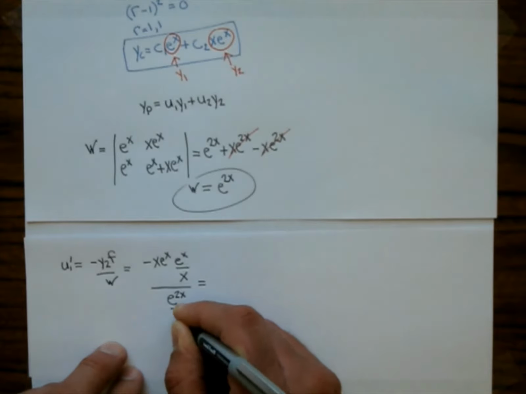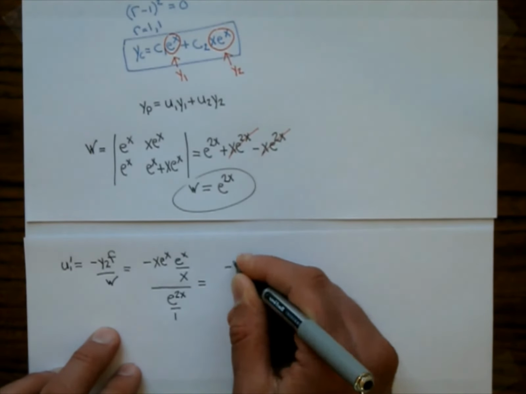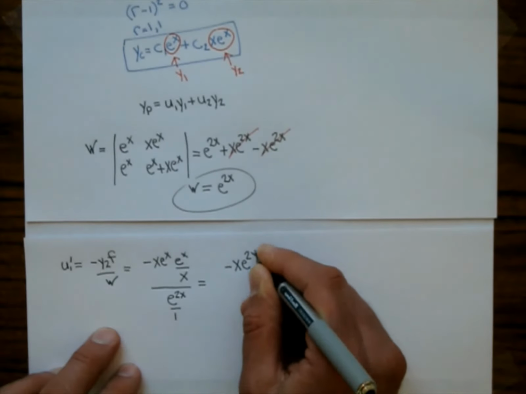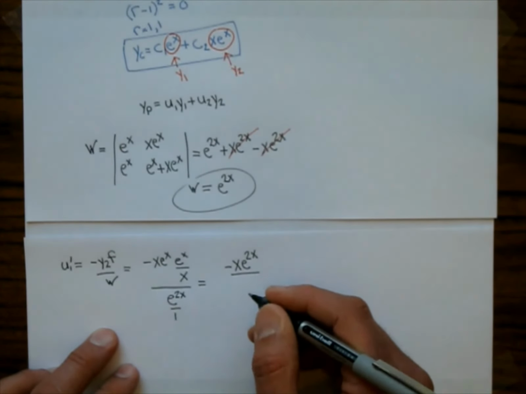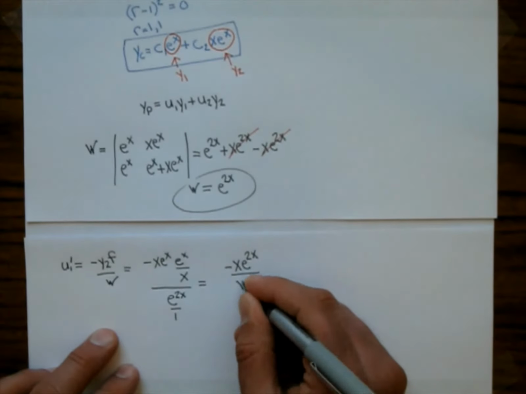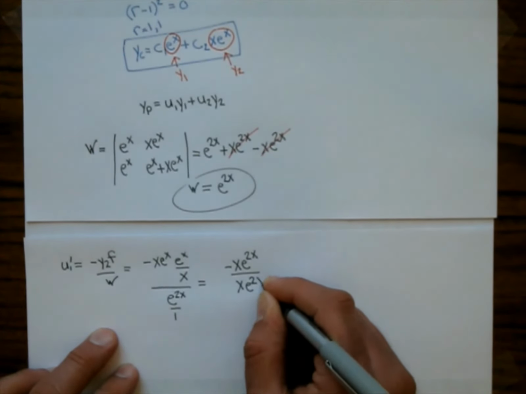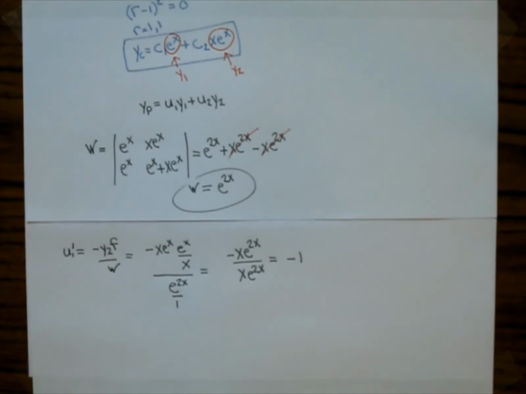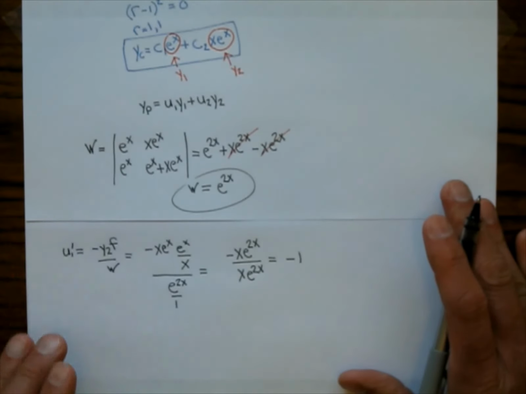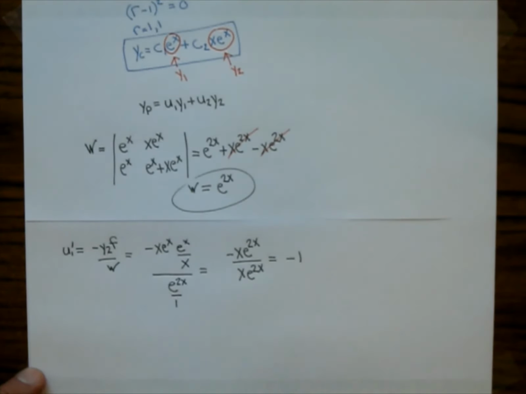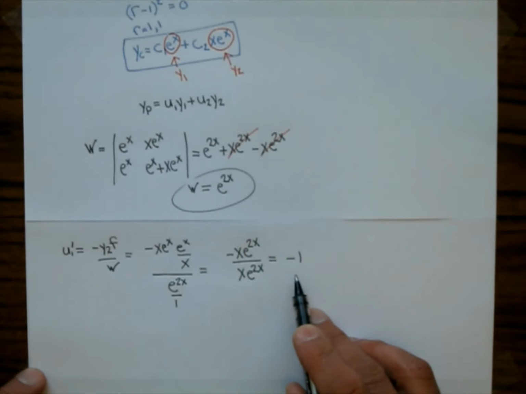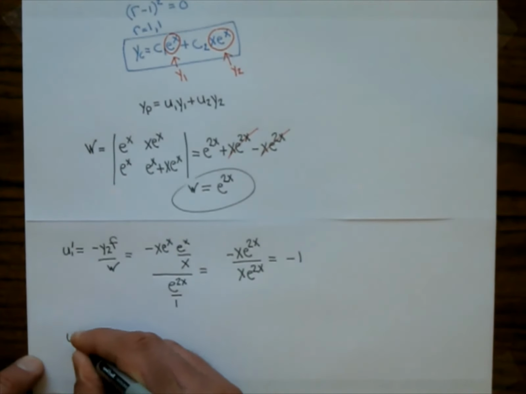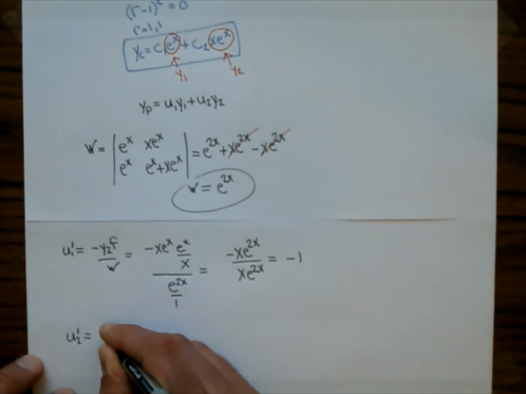Now I could do a copy dot flip on this, and I'm going to end up getting negative x e to the 2x, all over, don't forget that x on the bottom, x e to the 2x. Oh, look at this. This is sweet. This gives me negative 1. As sweet as math can be. Okay, so it's not really literally sweet. Well, maybe it is. There is u1 prime. And so step 6 asks me to find u1 prime and u2 prime. So u2 prime is y1 f over the Wronskian.